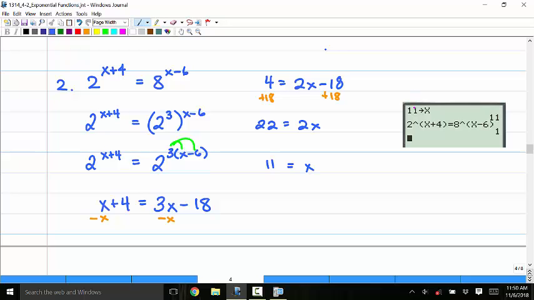Old school calculator. I store 11 as x, and then I typed in my original equation: 2 to the x plus 4 equals 8 to the x minus 6. And what did it spit out? It spit out 1, which meant true. So my answer is correct: x equals 11. If it had spit out a 0, that would have meant false. My answer would have been wrong. I need to go rework it.